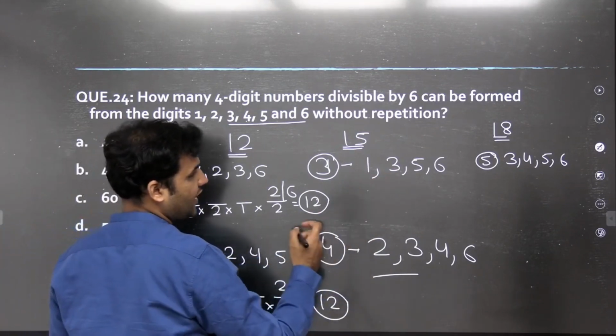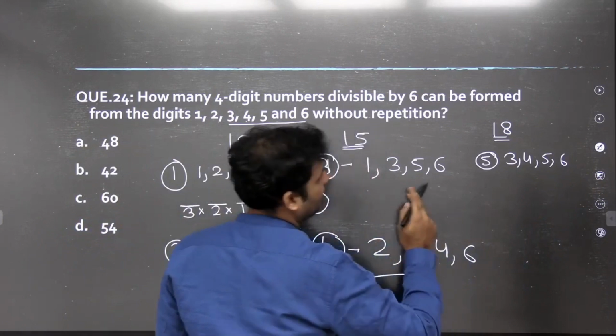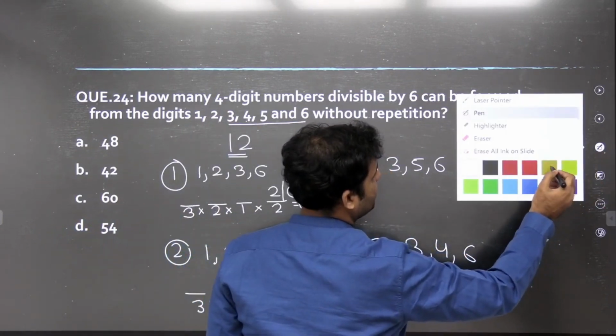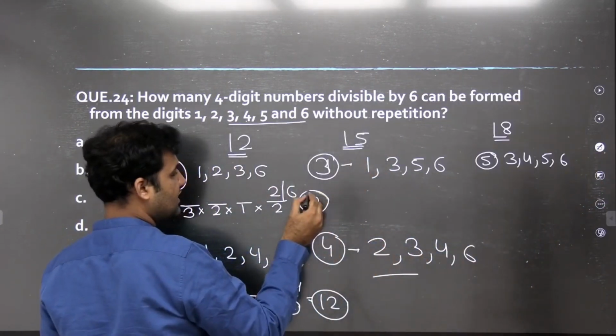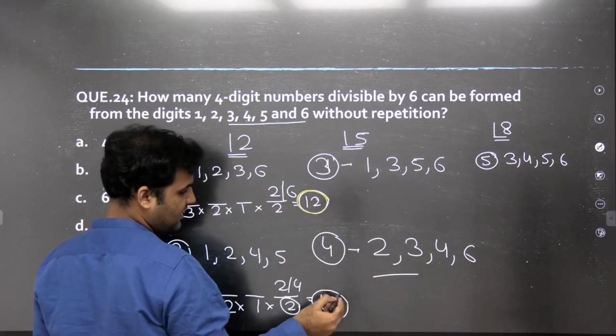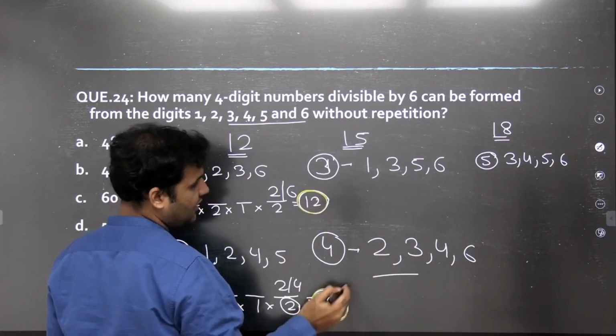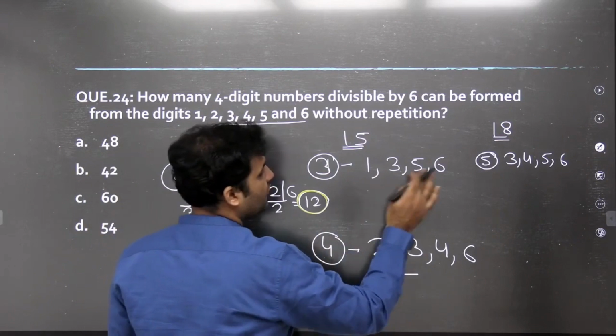Let's go to this, right? Let me just highlight it with a different color. So these are the 12 possible numbers. These are the 12 possible numbers, right? Now let's go to this case.